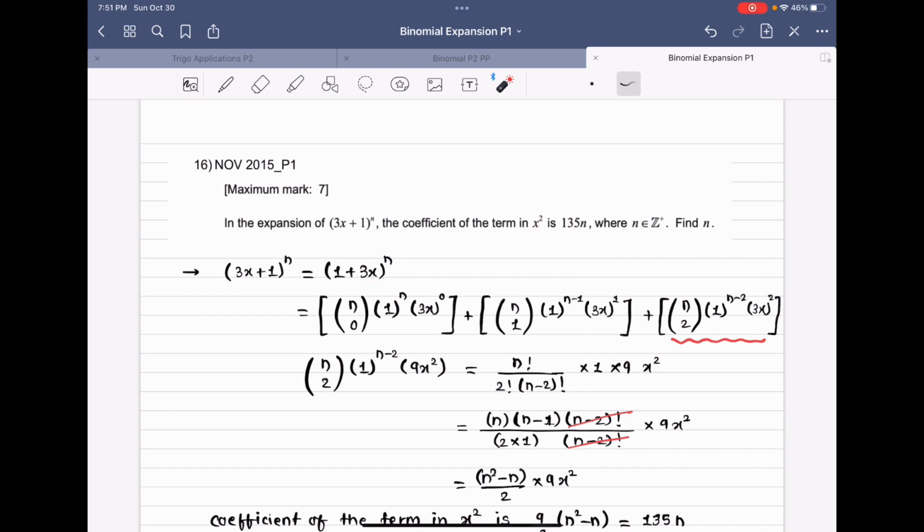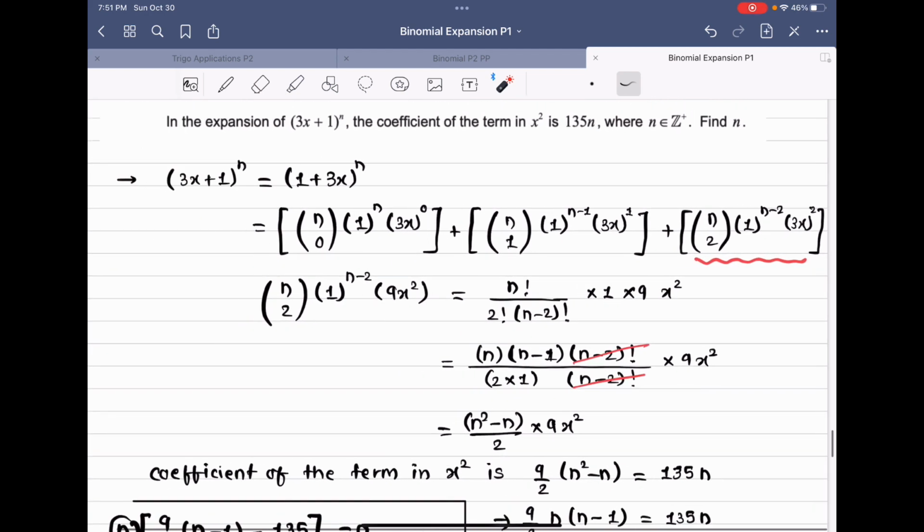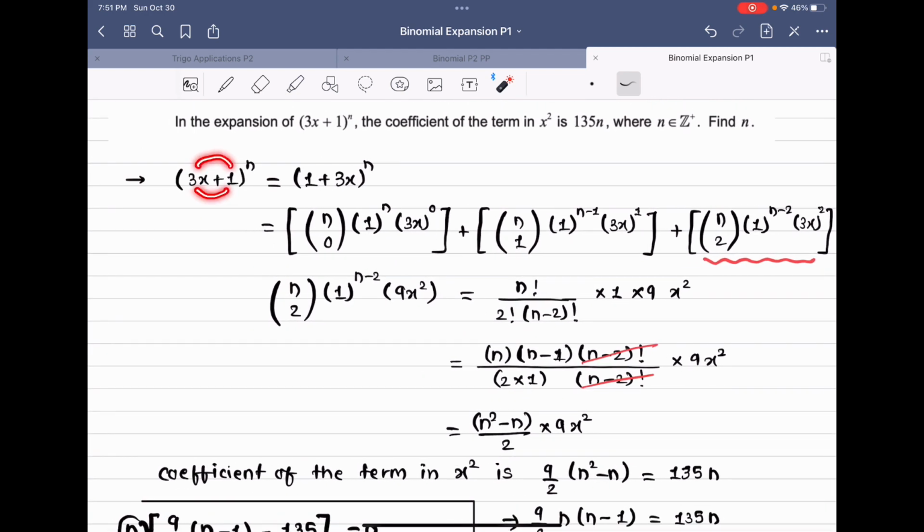And you know that after interchanging, 1 will get the full power n, and 1 raised to the power of anything is always 1. That is why I changed 3x plus 1 as 1 plus 3x. Now this is the only particular term giving me x raised to 2. So I am not expanding this, I am not expanding this, I am just expanding this. So here I am writing nC2, 1 raised to n minus 2, 3x raised to 2. So nC2 I am not changing, 1 raised to n minus 2 is the same as 1, and 3x raised to 2 is 3 raised to 2 is 9, and x raised to 2 is x squared.